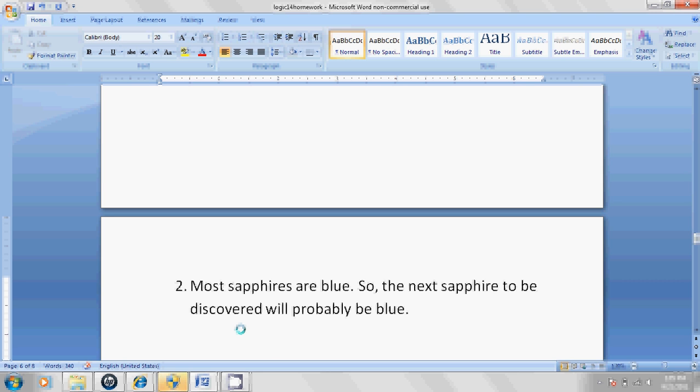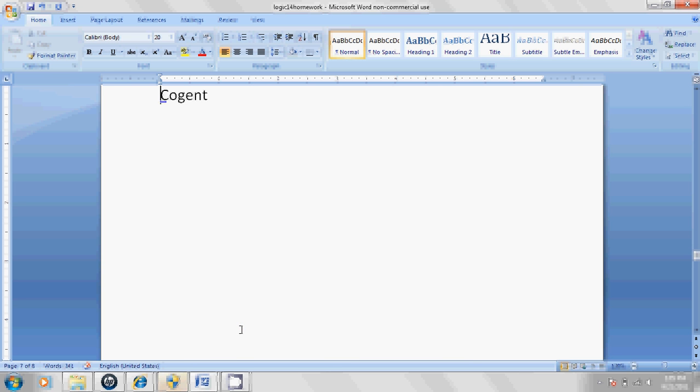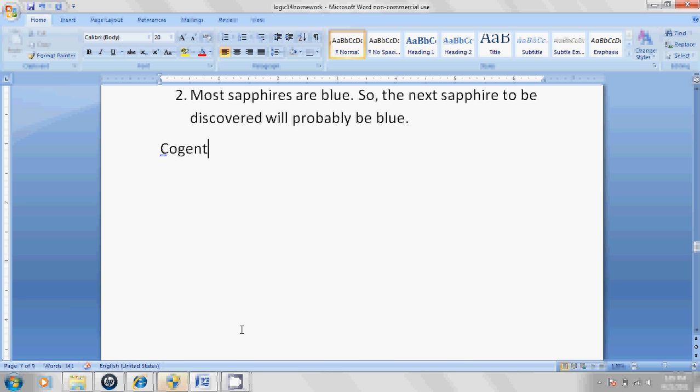Most sapphires are blue, so the next sapphire to be discovered will probably be blue. Okay? If most sapphires are blue, then it would make sense that the next one would probably be blue. So we would call that cogent. Now we have to ask the question of, is that true or not? Well, I'm sorry, it's strong. Sorry about that. It is strong. It's a strong chance.